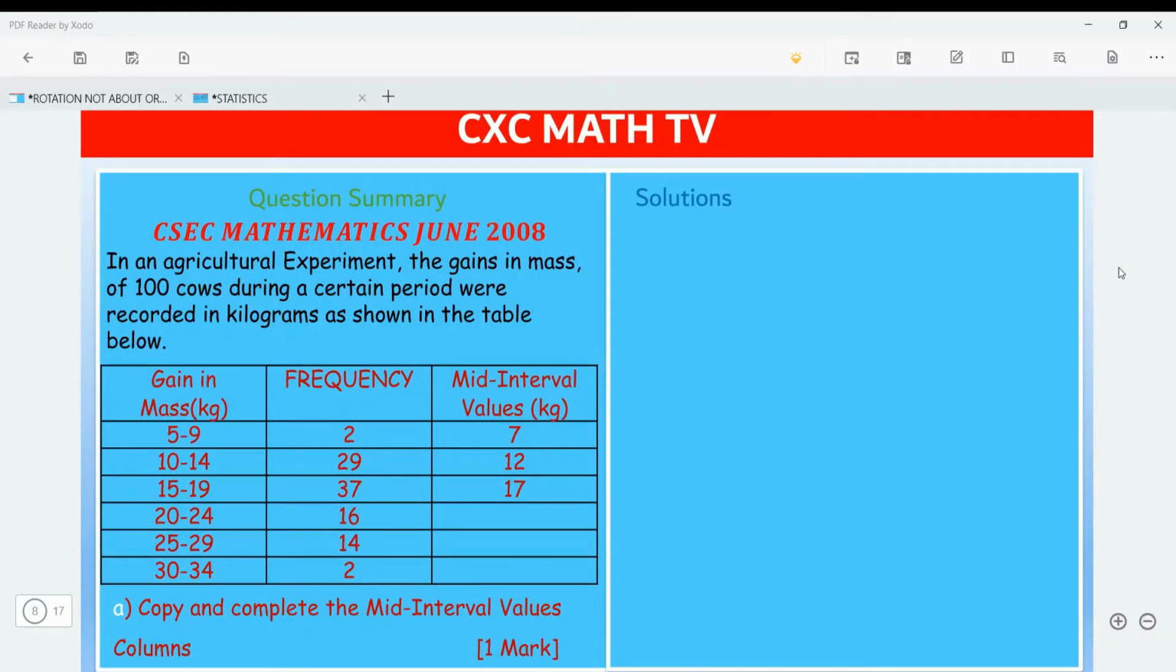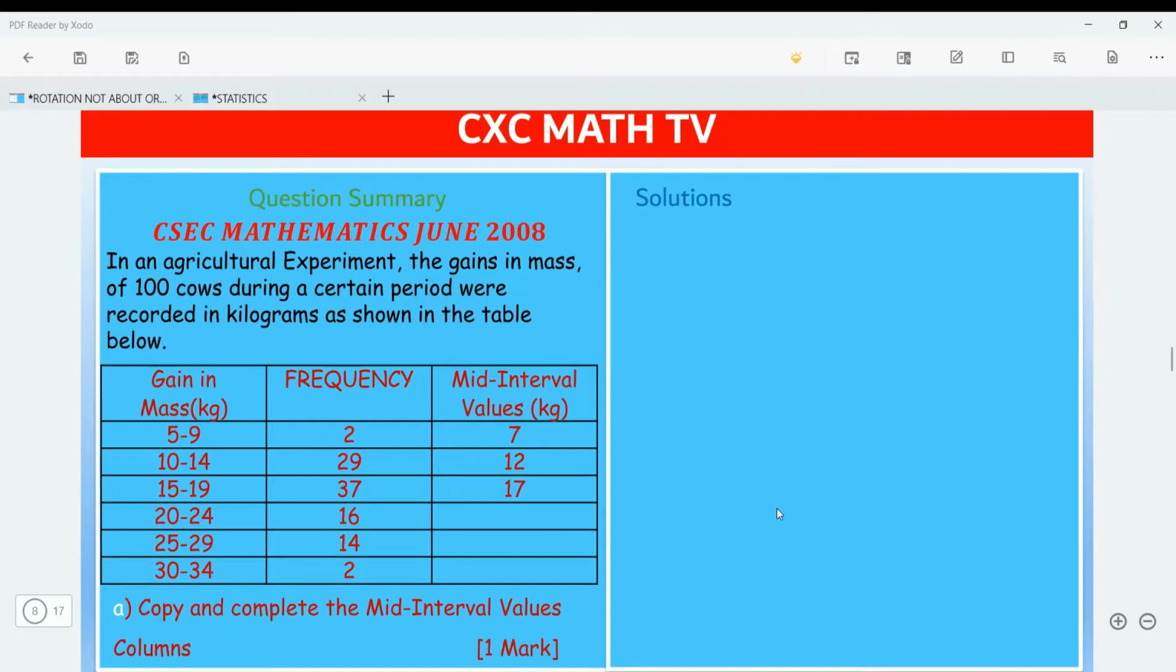All right, now this question is taken from the CSEC Mathematics June 2008. It says, in an agricultural experiment, the gain in mass of 100 cows during a certain period were recorded in kilograms as shown in the table below. They give us the gain in mass in the grouped frequency table here. And part A, copy and complete the mid-interval value columns.